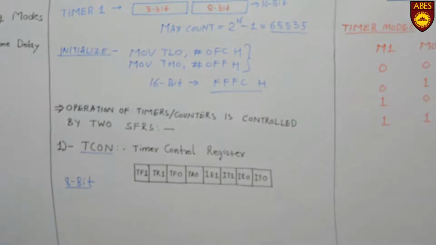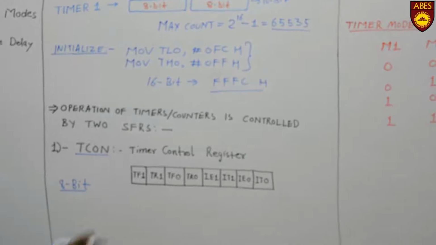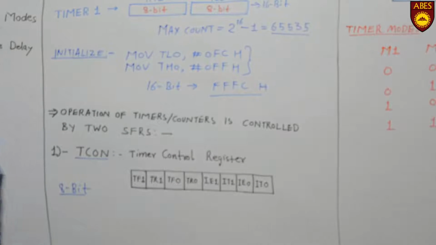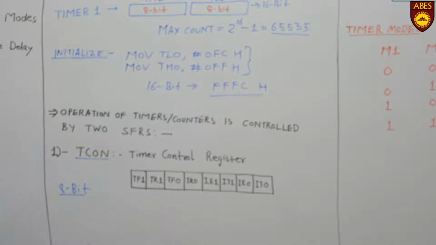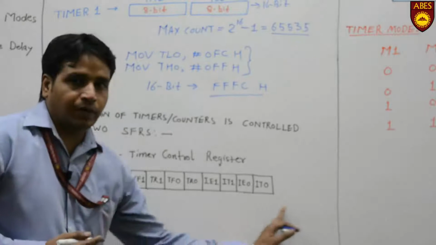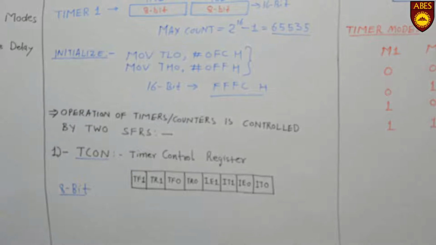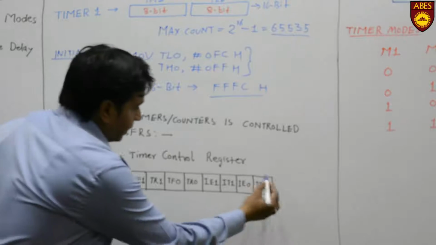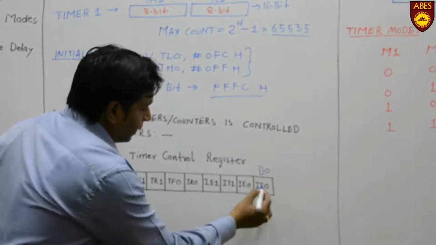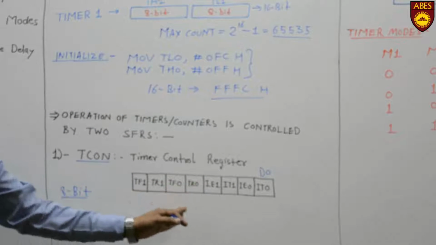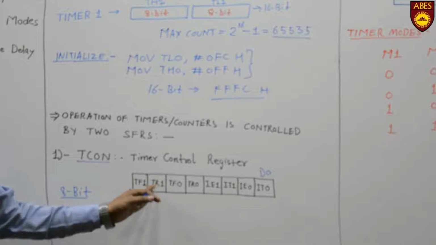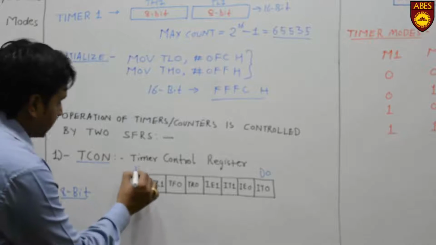What is the meaning of bit addressable? Bit addressable means we can access the individual bits of this register. If we want to set or reset the individual bits of this 8-bit register, we can do so. This is allowed in the 8051 microcontroller. Now we will see what is the meaning of the different bits of this register. First we will see what the bits are. At the D0 position we have IT0, then IE0, IT1, IE1, TR0, TF0, TR1 and TF1 at the D7 position.